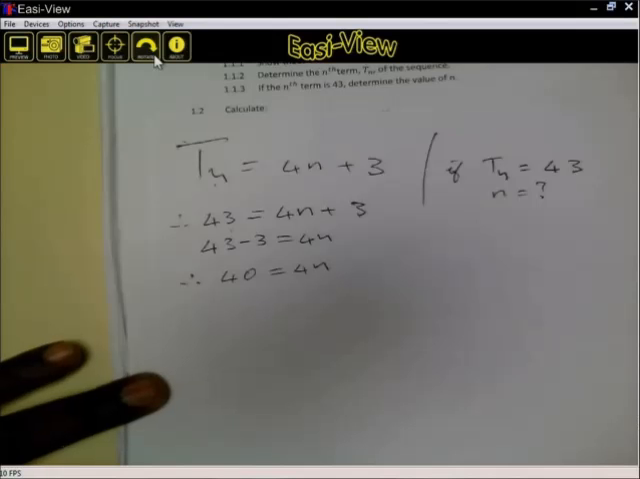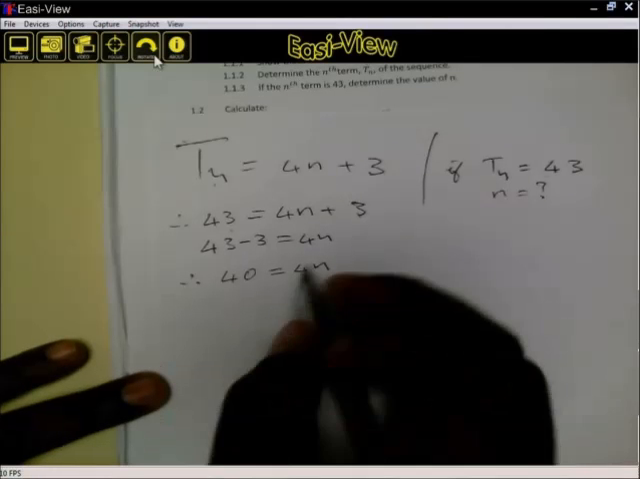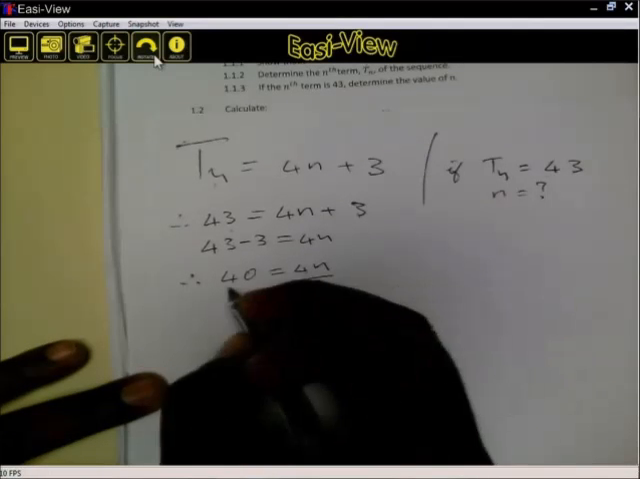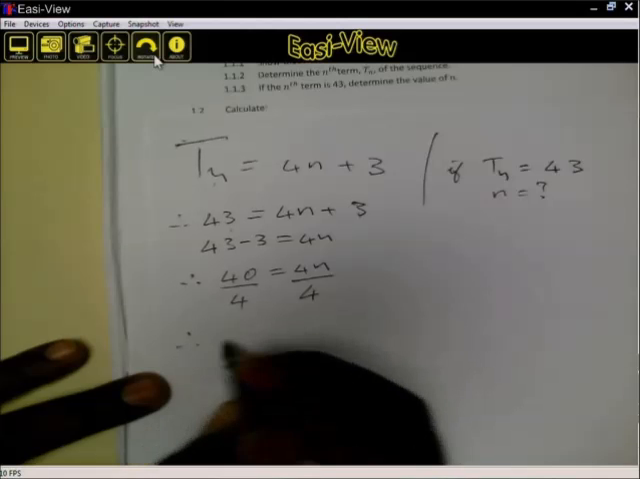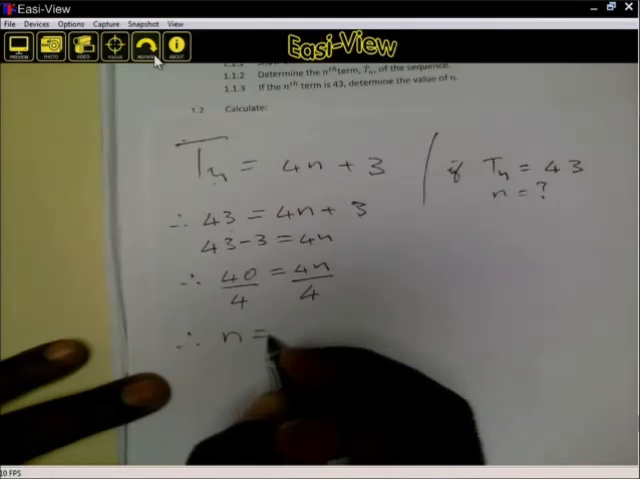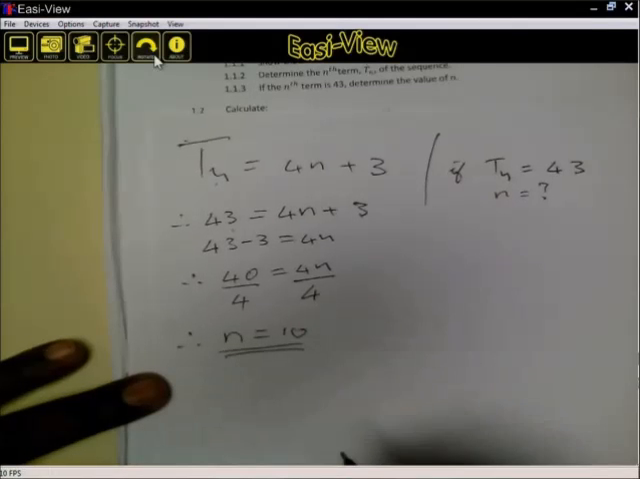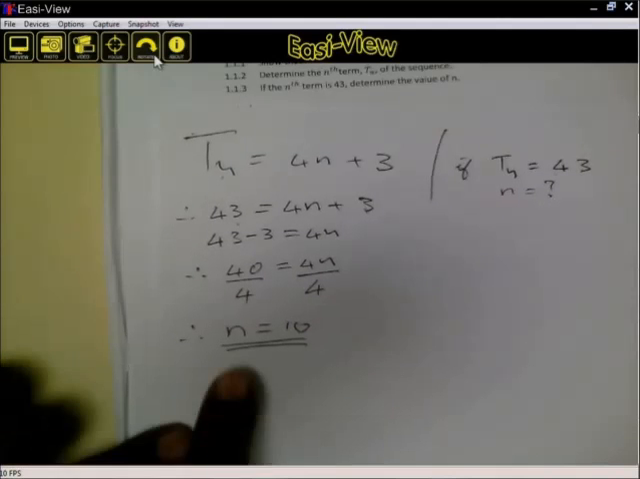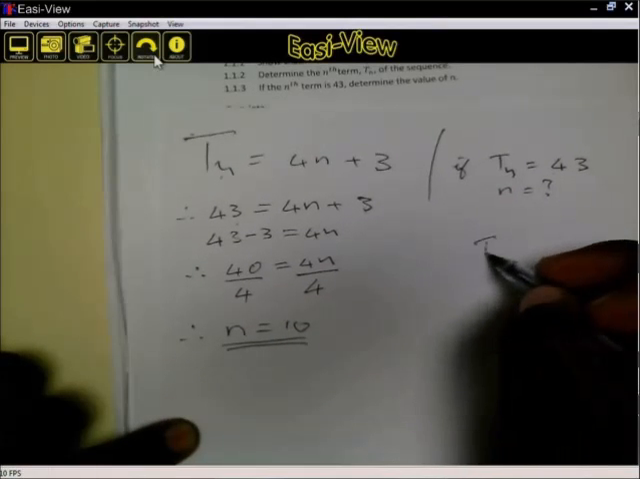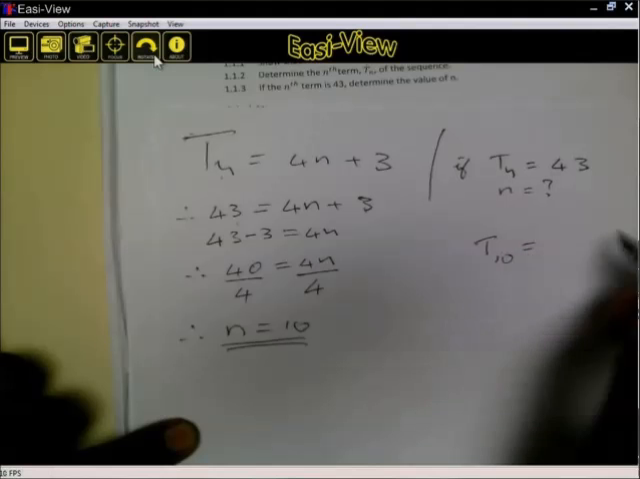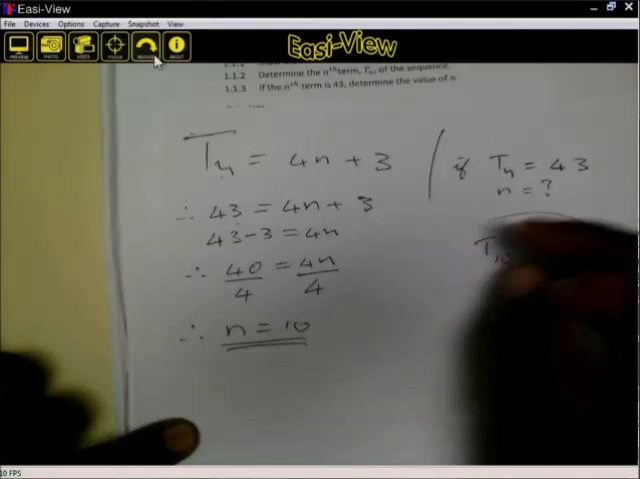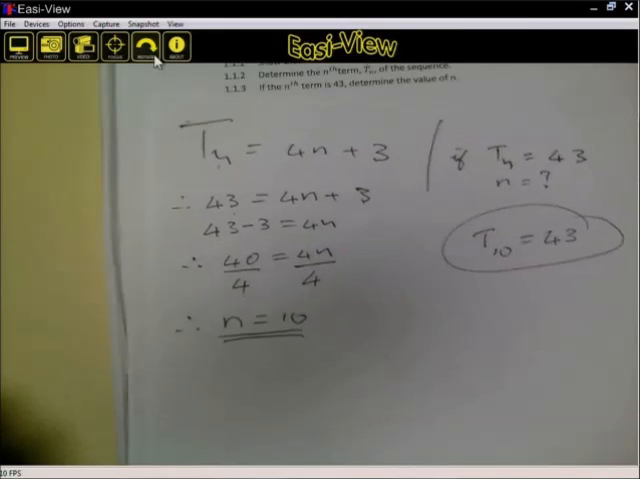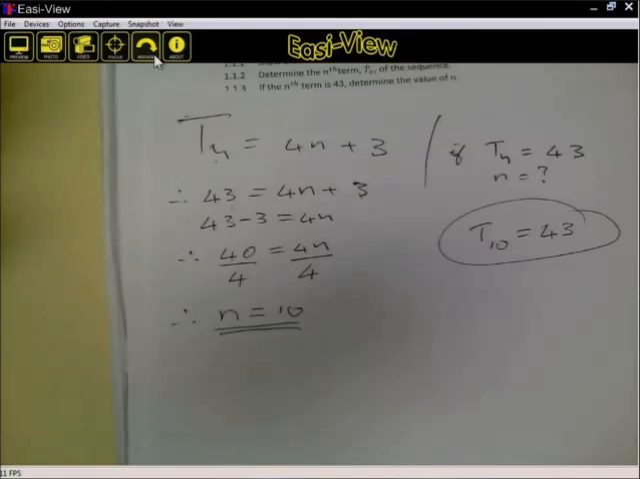And to find the value of n, we divide both sides by 4, and therefore n will be equal to 10. What does this mean? It means term number 10 of this sequence here will be equal to 43. That is how we find this.